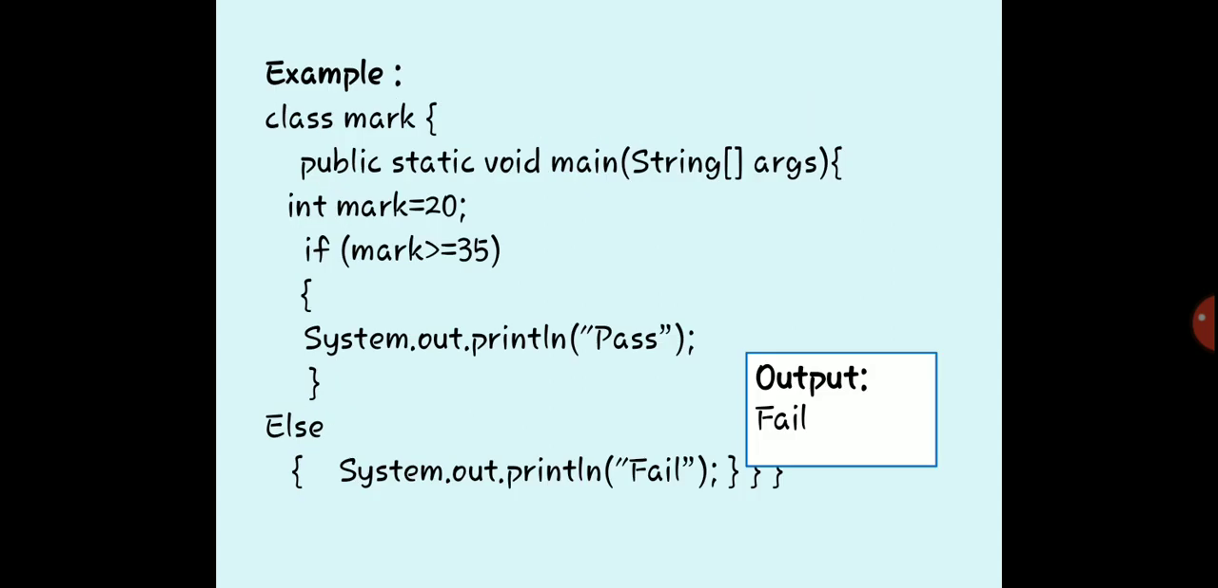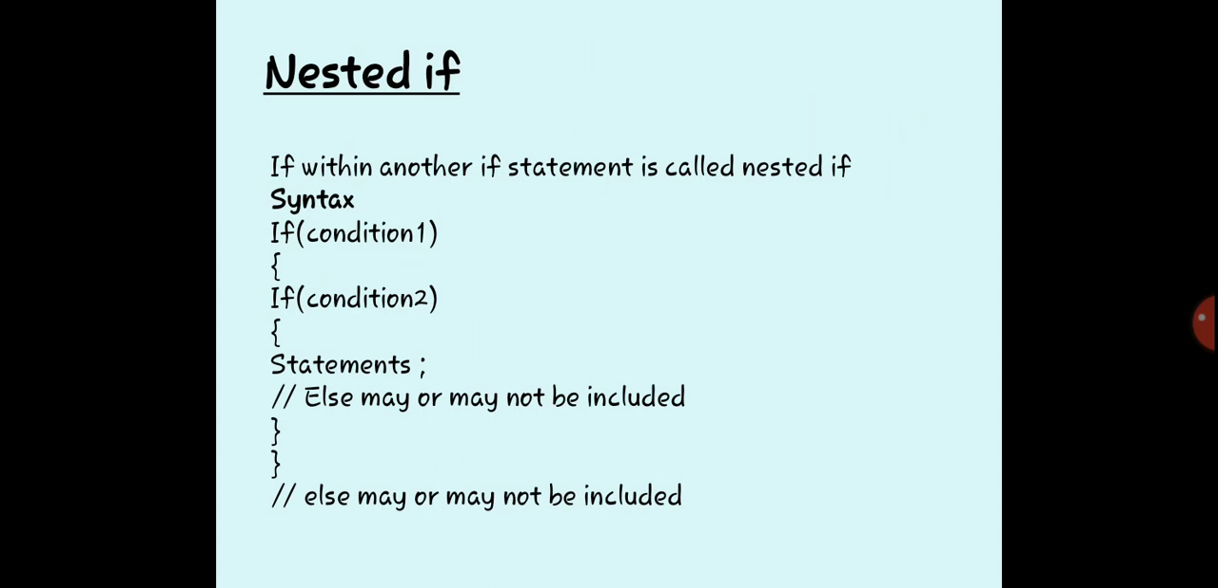Then this is the example. We have given the mark 20. If the mark is greater than 35, it will print pass. Else, that is, if it is less than 35, it will print fail. So for the mark given as 20, I get the output fail. I hope you understand.